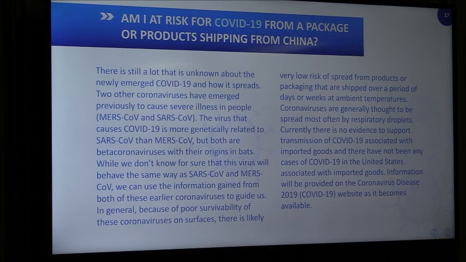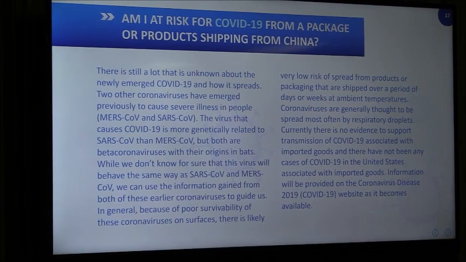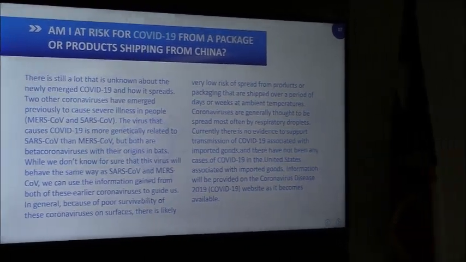In general, because of poor survivability of these coronaviruses on surfaces, there's likely a low risk of spread from products or packaging. There is data showing now that may or may not hold. It's not published by the CDC, so we can't promote that yet, but that's possibly one of the reasons why there's such a big outbreak. It's very contagious and it may last longer on some items. So hopefully we'll know that pretty soon.